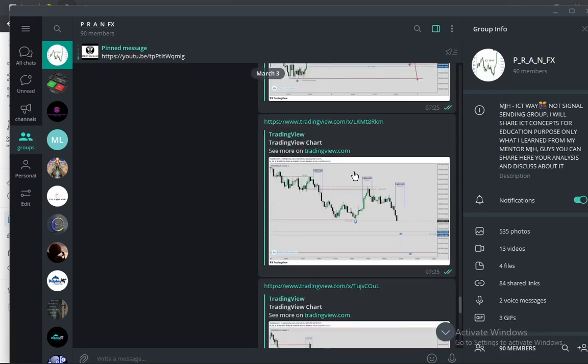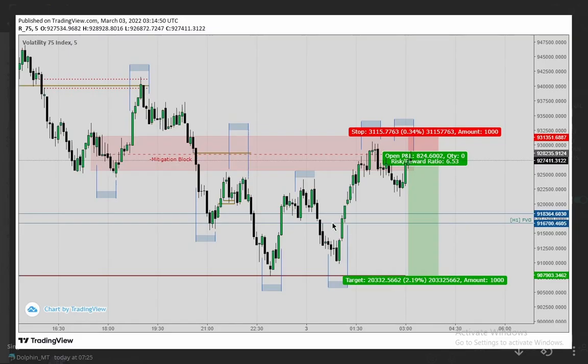So this is what I used. Okay, here's on that fair value gap. Very nice response, very nice response right there. Price went up, so selling short there, exit right there.